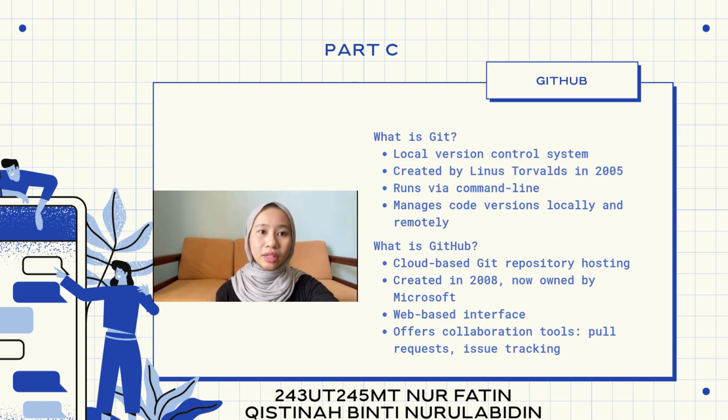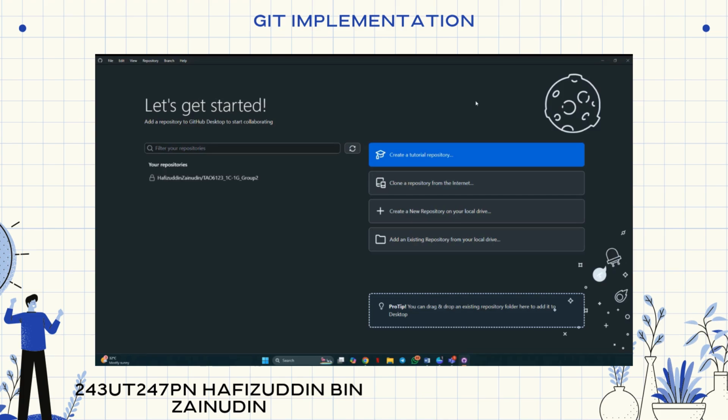On the other hand, GitHub is a cloud-based platform that hosts Git repositories online. It was launched in 2008, is now owned by Microsoft, and offers a web-based interface with collaboration features like pull requests and issue tracking. In short, Git is the engine and GitHub is the garage that hosts and manages your project online. So now I'm going to talk about GitHub.